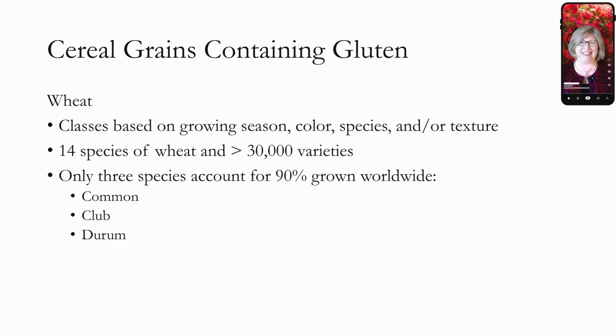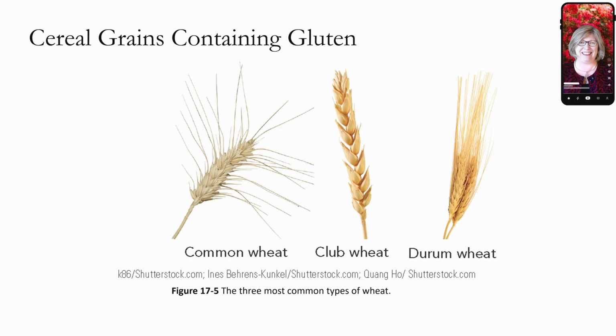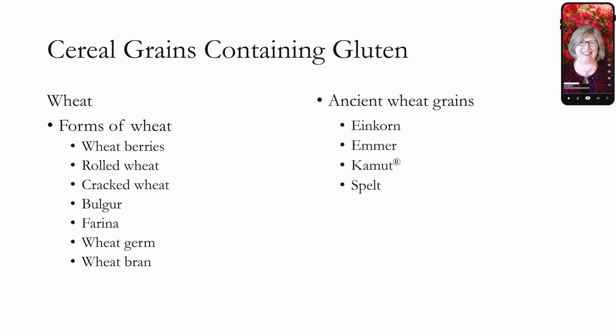Wheat is classified by growing season, color, species, and/or texture. There are 14 species of wheat and over 30,000 varieties. Only 3 species account for 90% of wheat that's grown worldwide. That would be common wheat, club wheat, and durum. Here is an illustration in figure 17.5 of the 3 most common types of wheat. We'll discuss more about the differences in the wheat that have to do with protein content in additional slides.